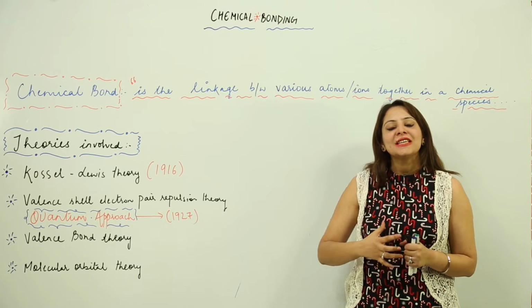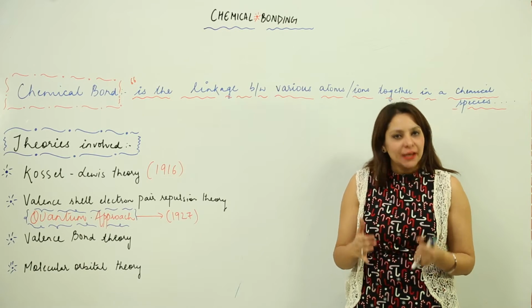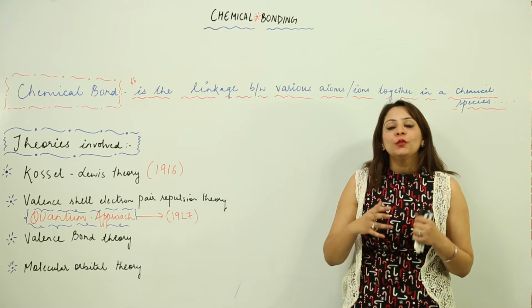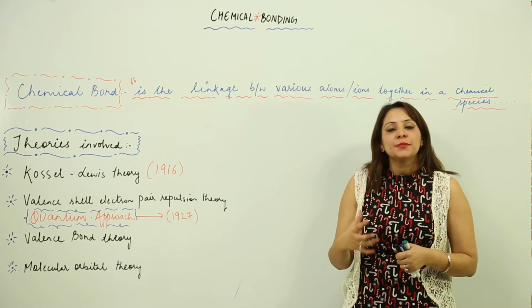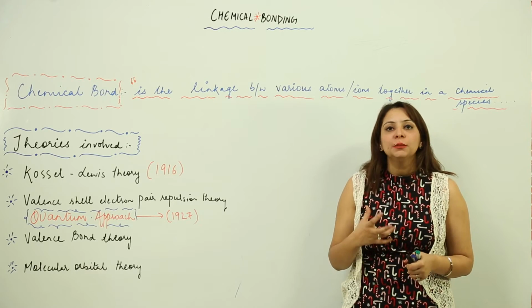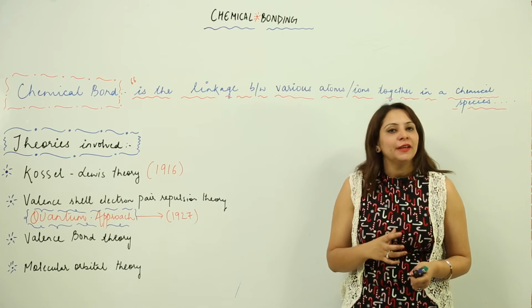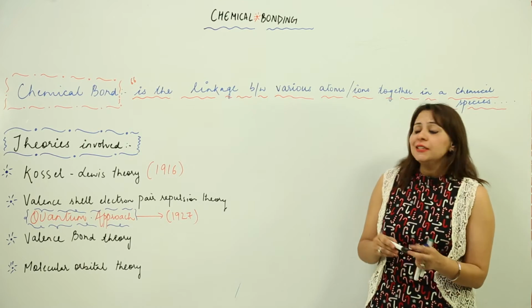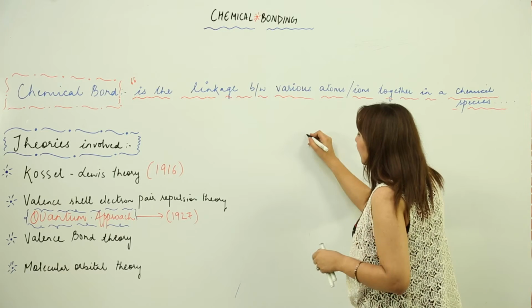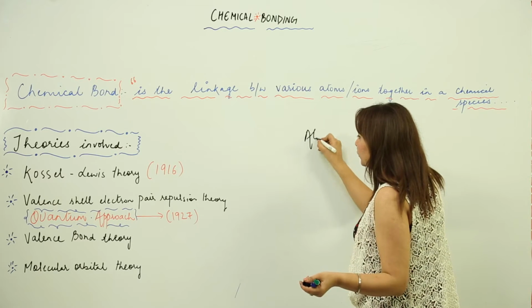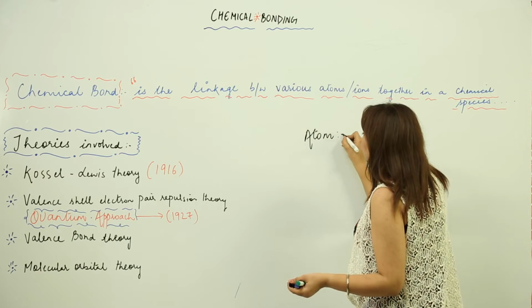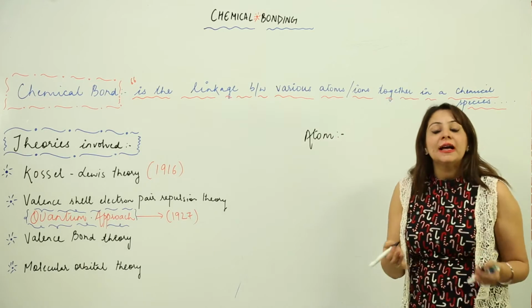Now we are going to start with a new chapter, that is chemical bonding. In this chapter we are going to learn more about the chemical bond, which forms the basis of chemistry. As you all know, my first question to you is: what is an atom? What is an atom actually?